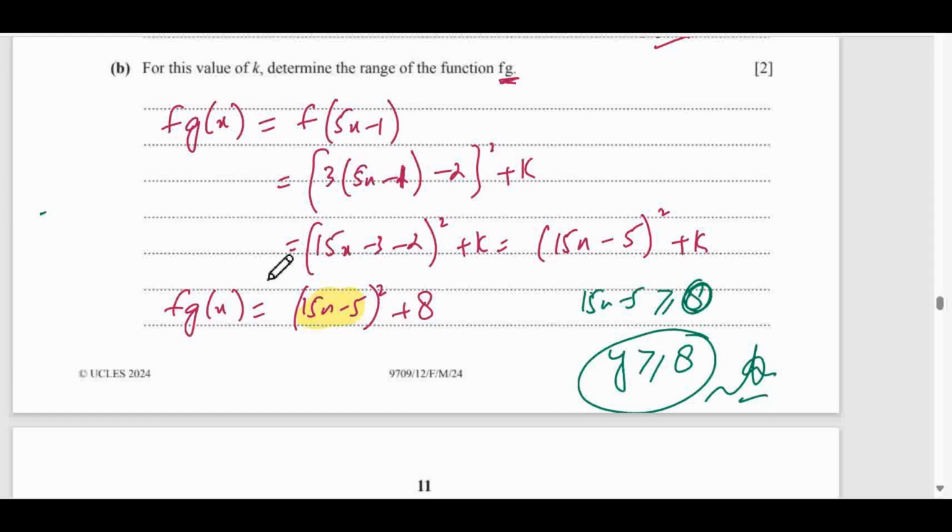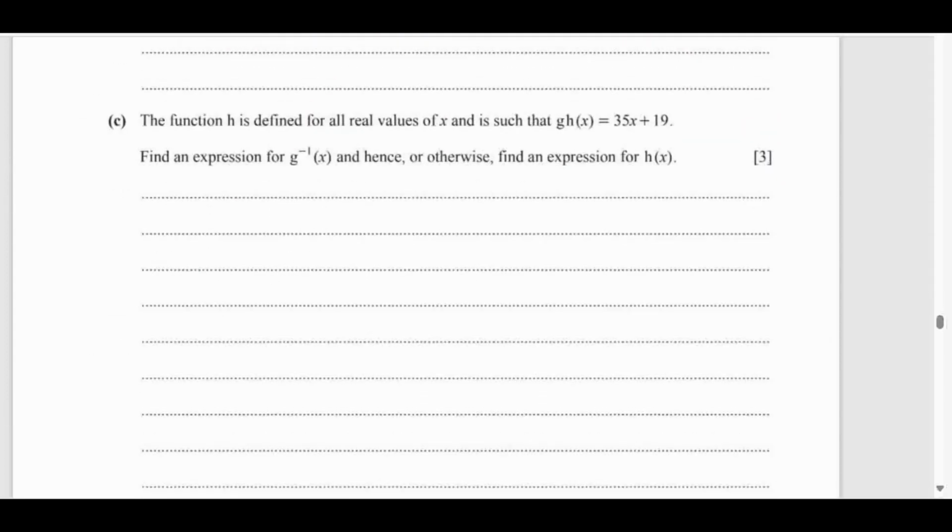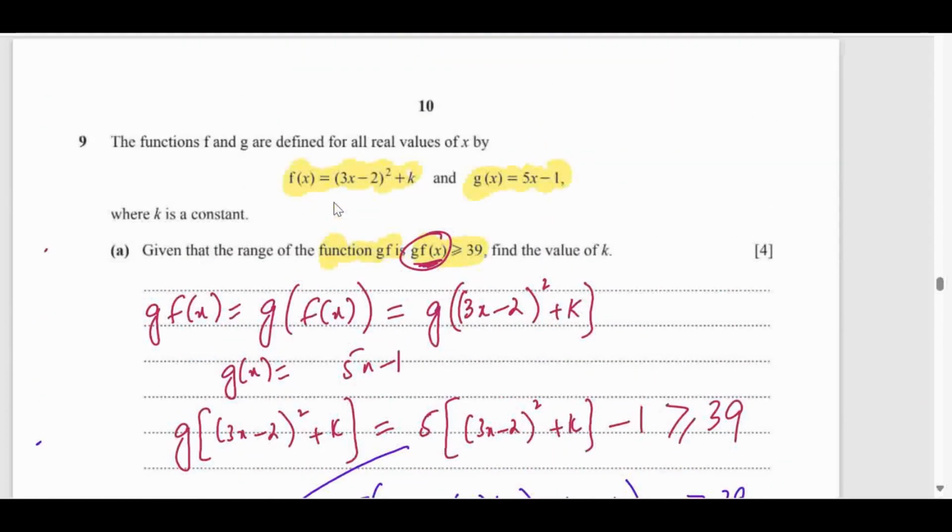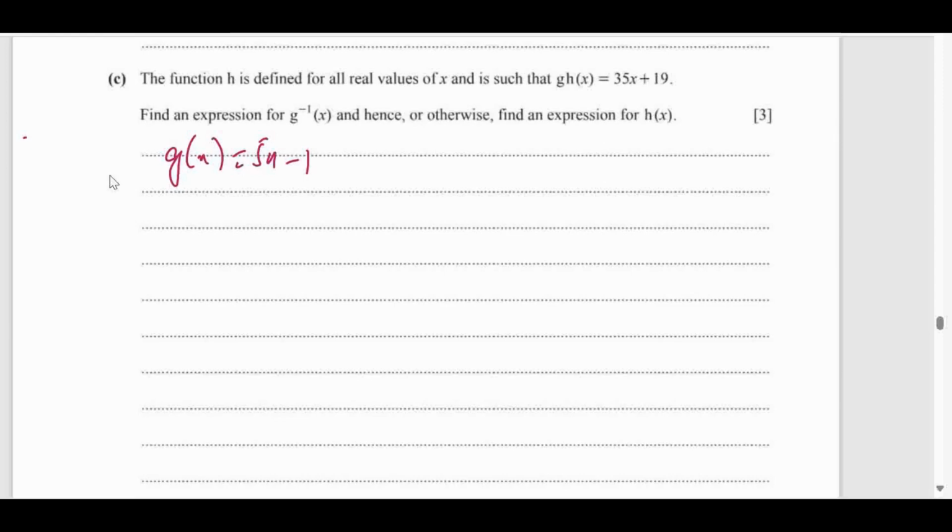Now let's move to the next part, the c part. The function h is defined for all the real values of x such that h of x is this thing. Find an expression in terms of g inverse of x. So let's see that g of x was 5x minus 1. Let me reconfirm it, 5x minus 1. So first of all, we need to find the inverse of this. So y plus 1 is equal to 5x. So g inverse of x will be equal to (x plus 1) whole divided by 5.